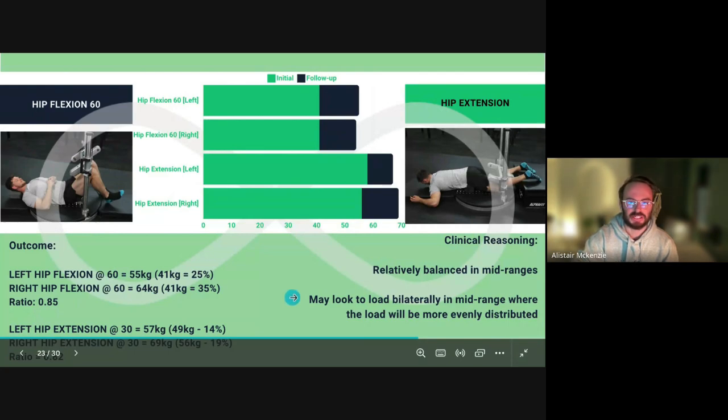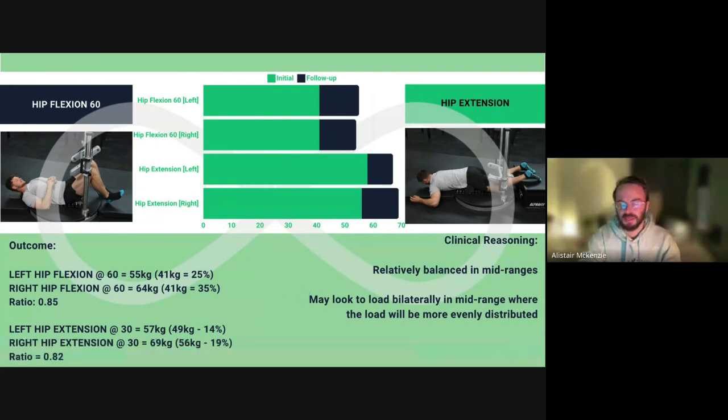So we may look to actually load this bilaterally in these mid-range positions, as the load will be more evenly distributed across both posterior elements. So, some isometrics in this position where you're training the extensor mechanism to work against a flexor load, or a hold, for example, where you're trying to decelerate something in front of you. This is where deadlifting comes into play. And some of the dogmas of that, where it might actually be beneficial.